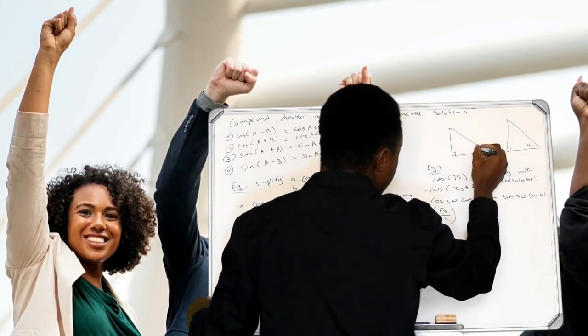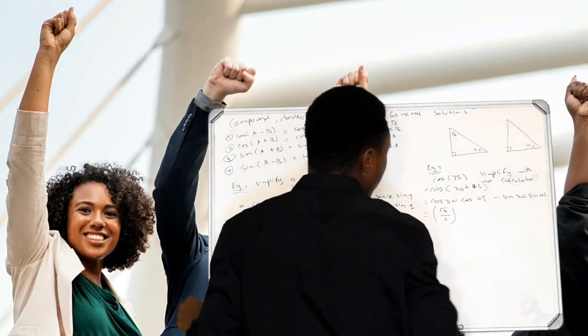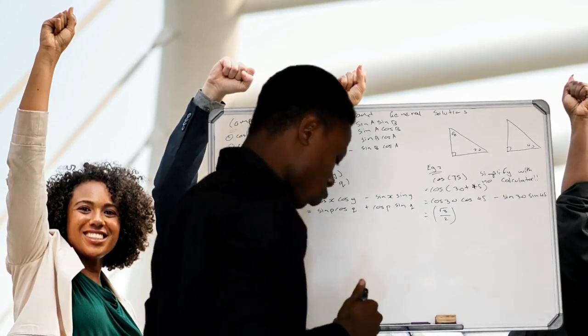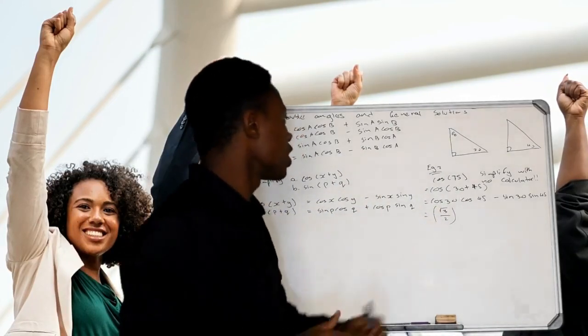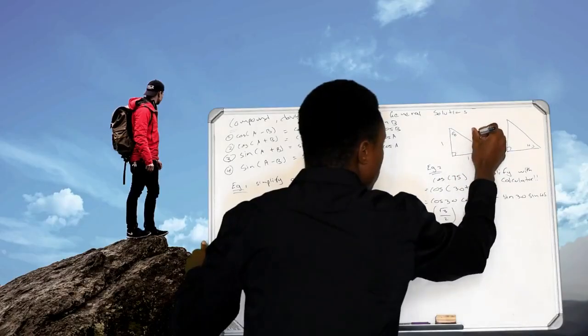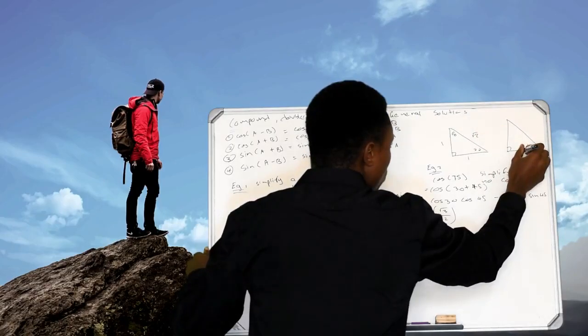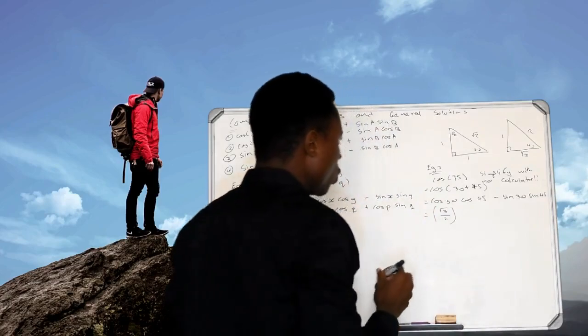This is 90, this is 30, this is 60. These are the special triangles that I'm talking about. These are the ones that you use to figure out what cos 30 is, what cos 45 is. So the values are, this is 1, this is 1, this is root 2, this is root 3, this is 1, and this is 2.